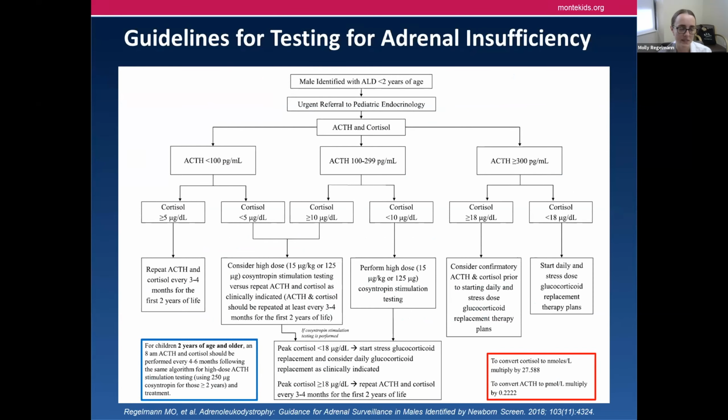Again, this is a very busy slide, and it's really intended for the endocrinologists who need help with interpretation and what to do next. But at the top, it's just understanding that you measure ACTH, you look at the ACTH level and then the cortisol level, and make a decision either to just continue monitoring, to do a stimulation test, or to start treatment.